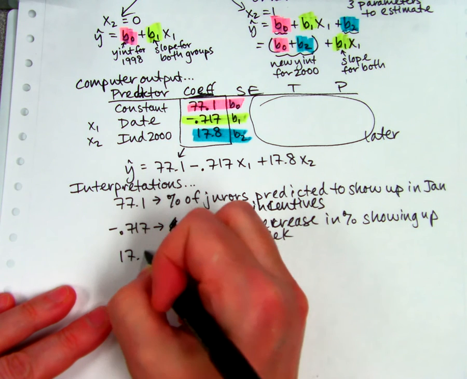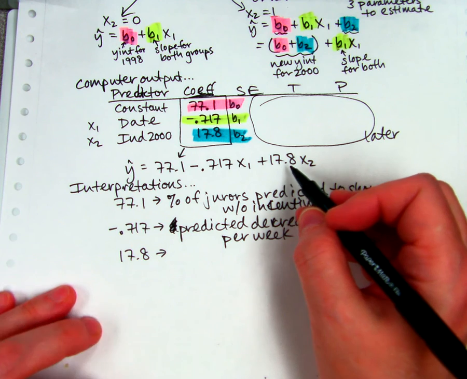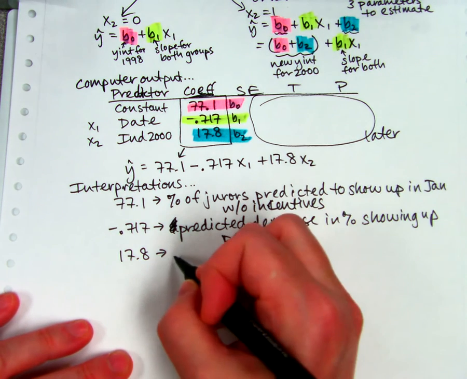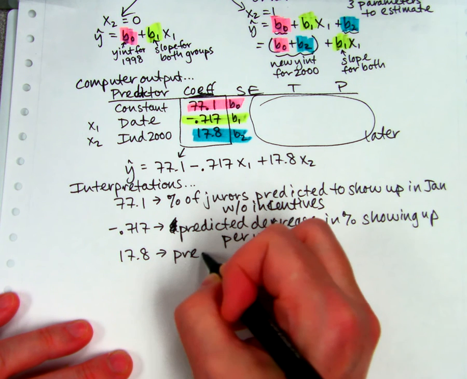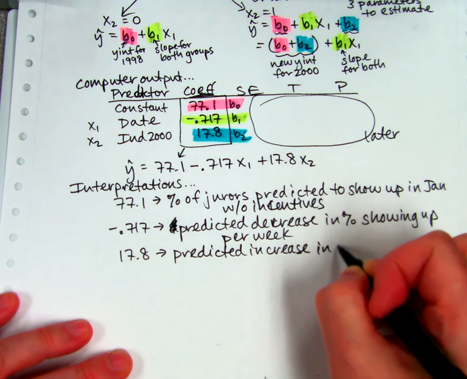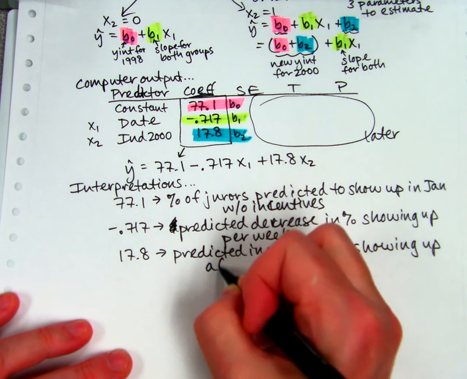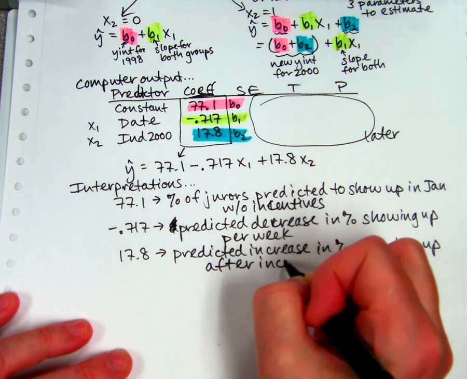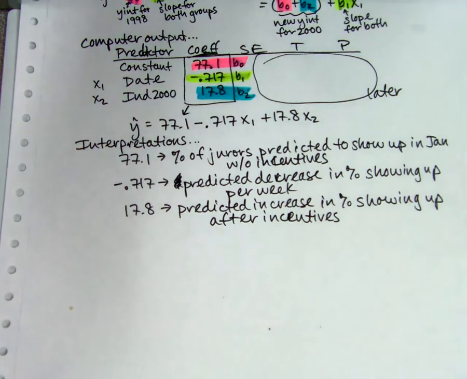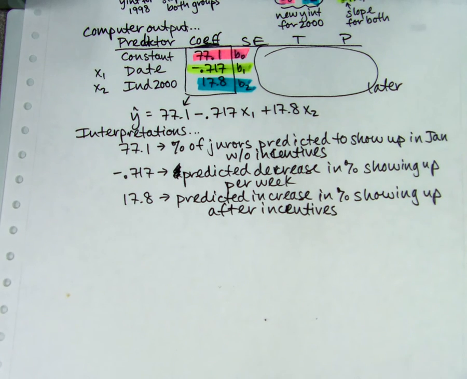And the 17.8, what does that mean? That is the extra added on because of the incentives, or we hope it's because, but that's associated with the incentives. And that's the predicted increase after the incentives. Now there might be confounding variables, and so I don't really know if it's all because of the incentives or not. If they randomly assign some people to get incentives and some not, then that would be an experiment. They didn't do that. They just offered them to everybody.